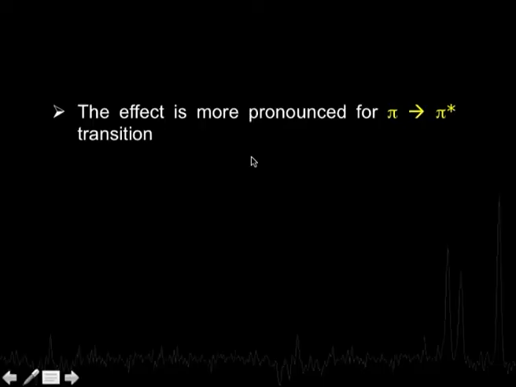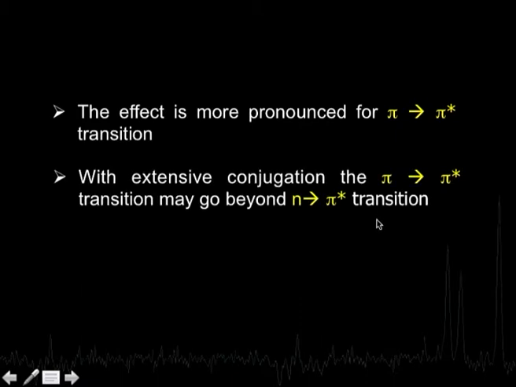So that is the way the conjugation comes in, and that's the transition. We have also seen earlier that different substituents on this chromophore affect the location of the band. These two things form the basis of the so-called Woodward-Fieser rules. What you have to take note of is that the effect is more pronounced for the pi to pi star transition, so pronounced that if there is extensive conjugation in the molecule, the pi to pi star transition may even go beyond the n to pi star transition.